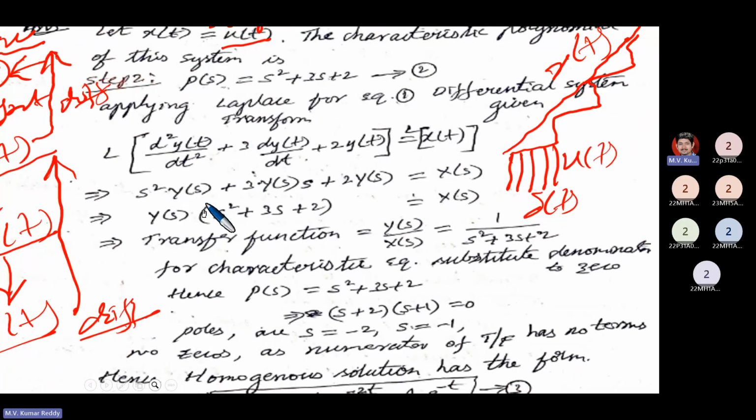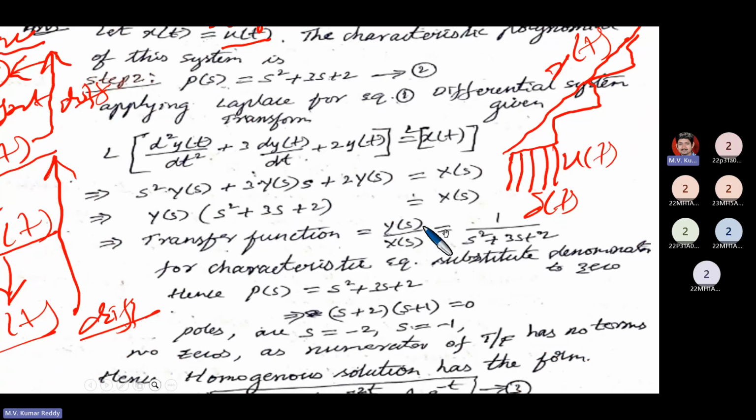How did I find it? This is the procedure. Laplace transformation of this one. Apply Laplace on both sides. Now s square y of s plus 3 into y of s plus 2 into y of s is equal to x of s. Now s square plus 3s plus 2 is equal to 0. Now this is called the characteristic equation.